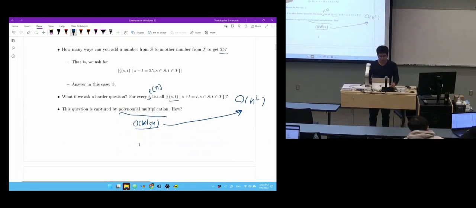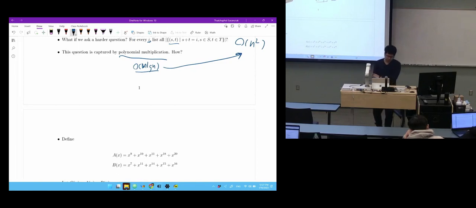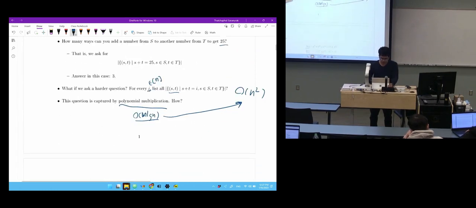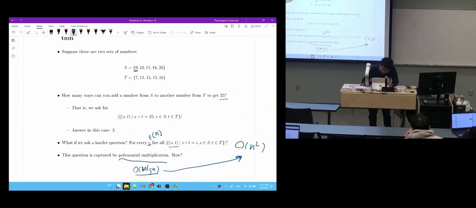Okay, why is this problem related to polynomial multiplication at all? That's not too hard. Let me define two polynomials A(x) and B(x). Anything that is in the set S, I just put in as x to the power of that number. Like I create x to the 9 plus x to the 10 plus x to the 11 plus x to the, and so on. That's one polynomial. You can define it. And do the same for B.